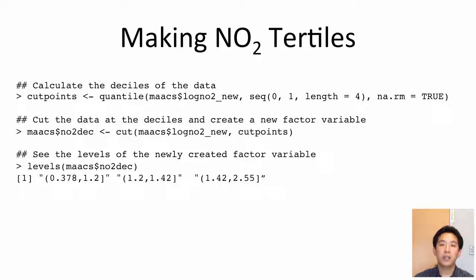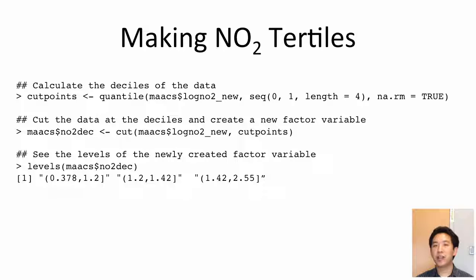So here's some code to split NO2 into tertiles. So this is going to be 3 separate categories, between the minimum and the 33rd percentile, the 33rd to the 66th, then the 66th to the maximum. And so the first thing I need to do is to use the quantile function to figure out where in the data ranges are the 33rd and the 66th percentiles. Then once I've used the quantile function to find these cut points, I pass that to the cut function, and I use the cut function to actually cut NO2 into these 3 different ranges.